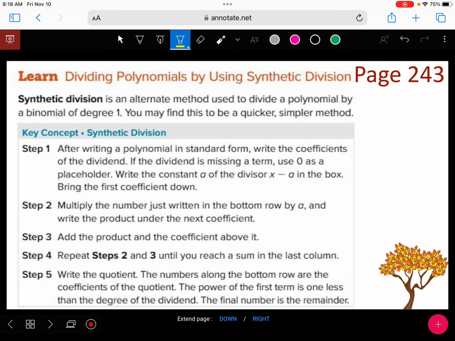It is called synthetic division. And honestly, this gets used in higher mathematics courses a lot because it is so much faster and simpler than long division. It does the same thing. Long division will work. Long division is just long. It does the exact same thing.